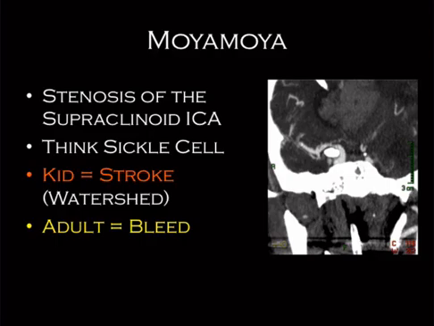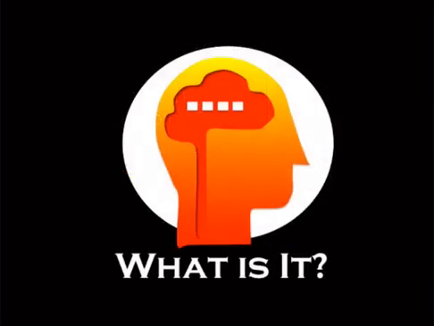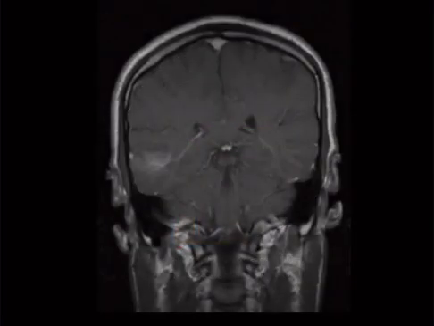Moyamoya can be caused by more than just sickle cell. Anything that can cause narrowing of the vasculature slowly over time can cause that abnormal proliferation of collateral vessels. Okay, so this case here is a coronal T1 post-contrast, and what I'm showing you is this. We've got an abnormal vessel. It's not seen on the other side, linear-looking thing.